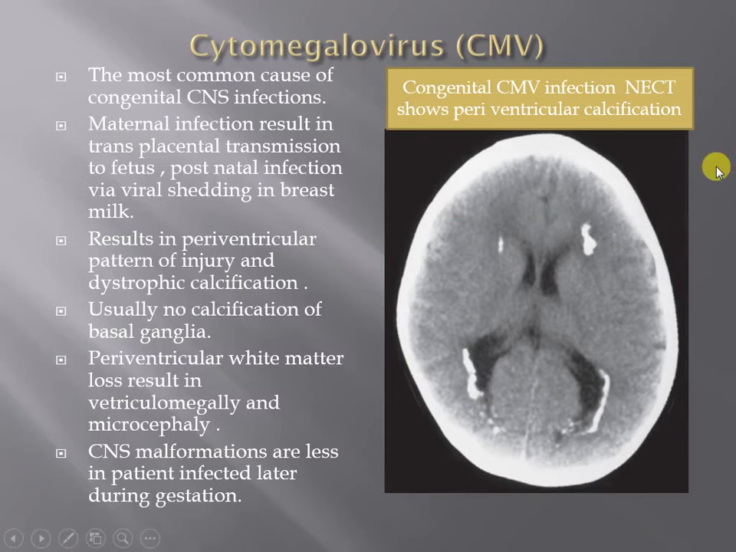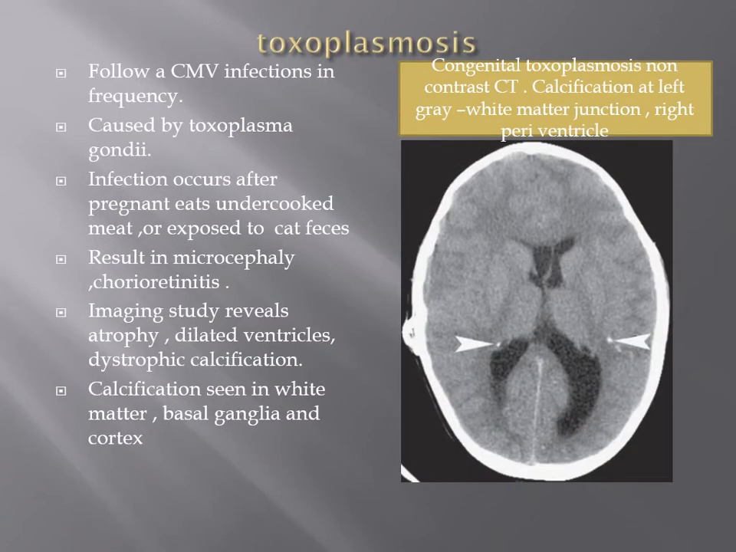In this picture of congenital central nervous system infection, the non-contrast CT scan shows periventricular dystrophic calcification. Toxoplasmosis follows cytomegalovirus infection in frequency, caused by Toxoplasma gondii. Infection occurs after the pregnant woman eats undercooked meat or is exposed to cat feces, resulting in microcephaly and chorioretinitis. Imaging studies reveal atrophy, dilated ventricles, and dystrophic calcification seen in the white matter, basal ganglia, and cortex.